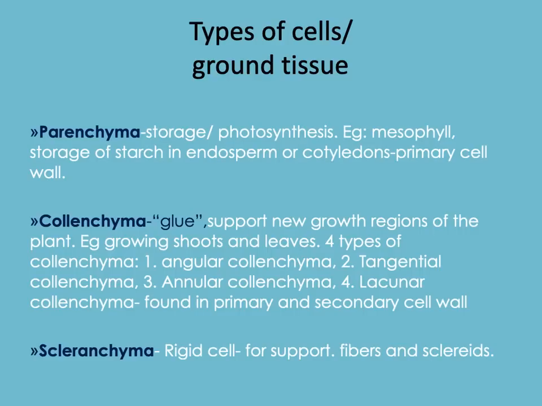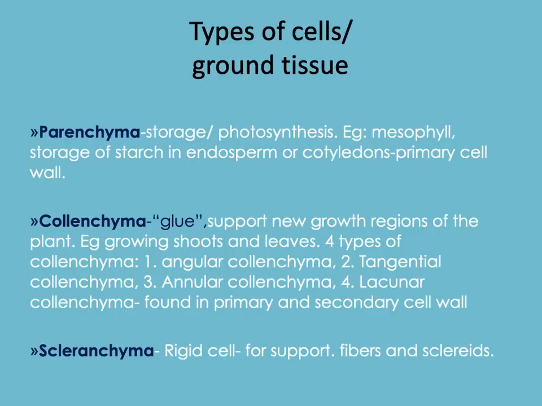So let's look at the types of cells or tissues that build up a plant. We have three types of plant cell. Parenchyma cells are for storage or responsible for photosynthesis, such as those in mesophyll cells, or storage of starch in endosperm or cotyledon, with a primary cell wall.